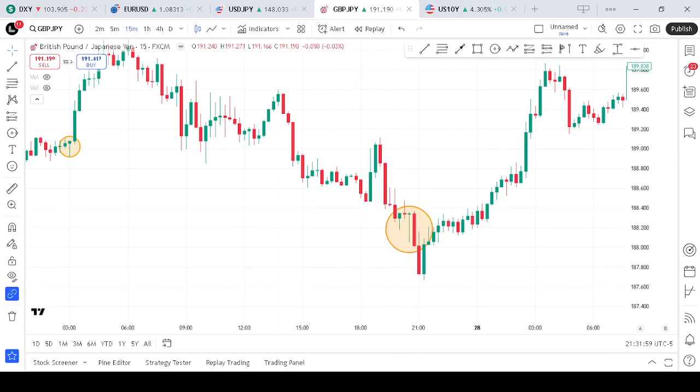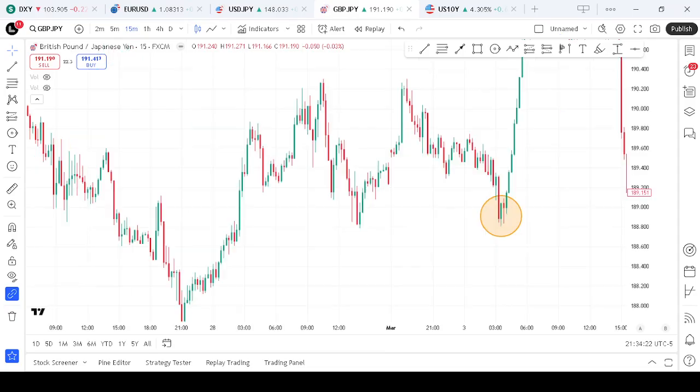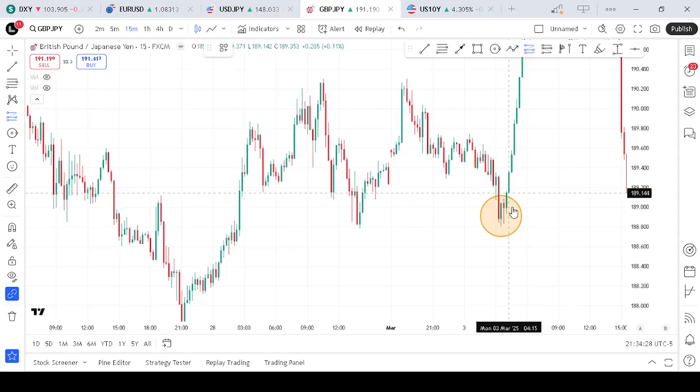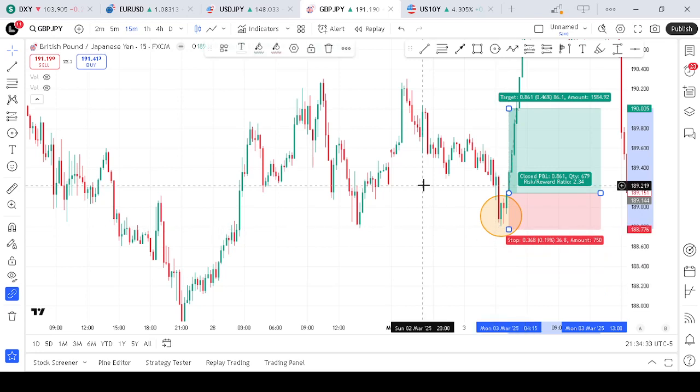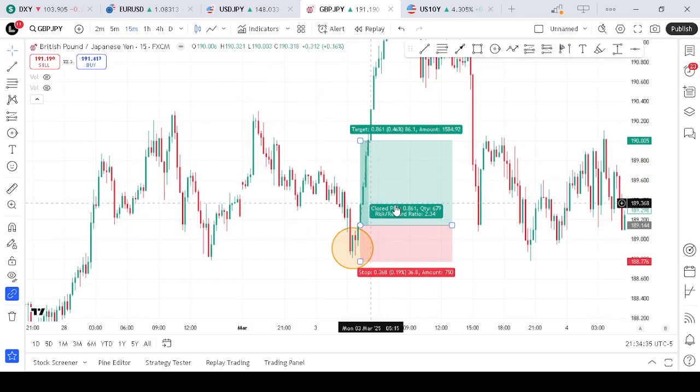So let's look at an example. The low of the hammer candle. So we enter our trade after confirmation and we put our stop loss just below the hammer candle. This is what it means to protect our trade.